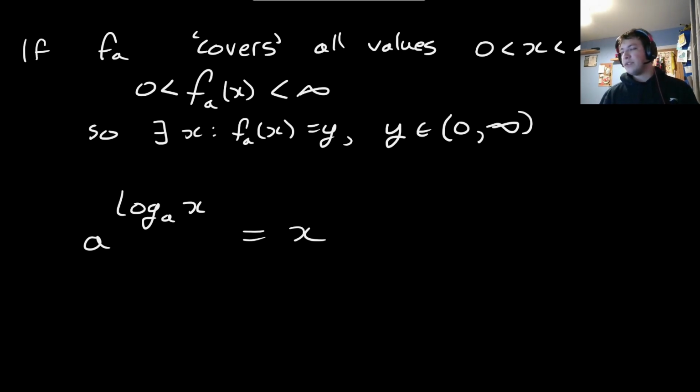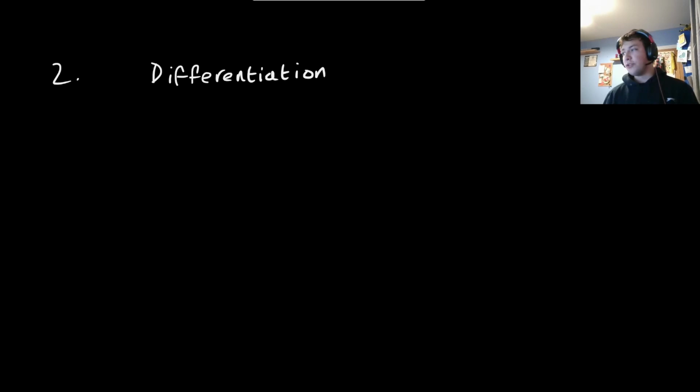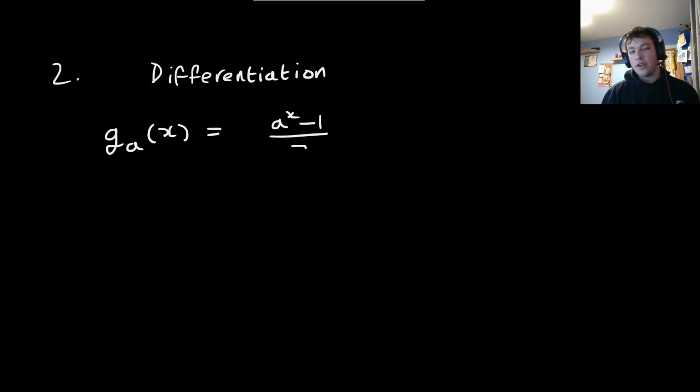Okay, so now let's actually differentiate. So step 2, differentiation. We've now actually done most of the hard work. Lots of what we do now is just repeating results we've already used. So first of all, let's define ga of x to be a to the x minus 1 over x, where x is not equal to 0. We're not going to define it at 0 yet.